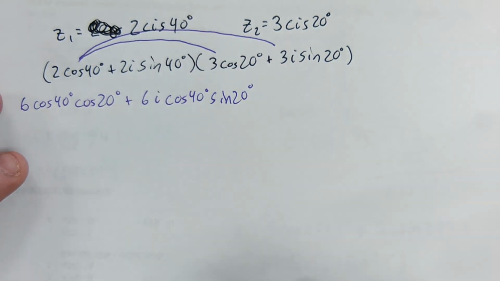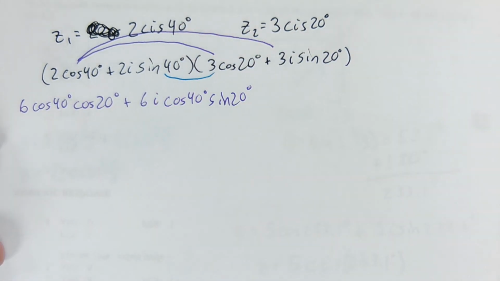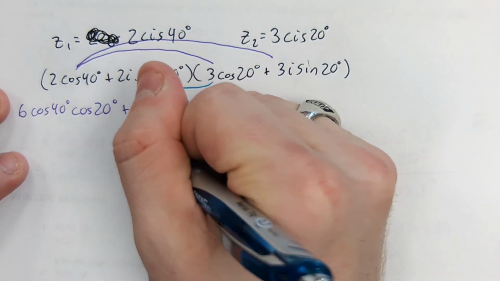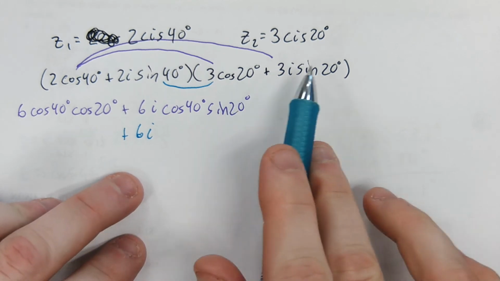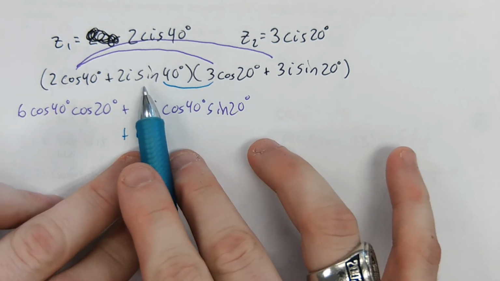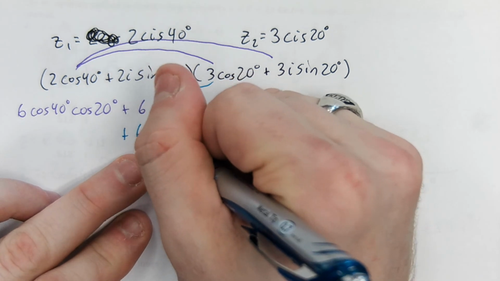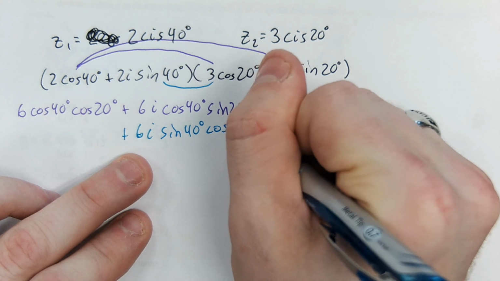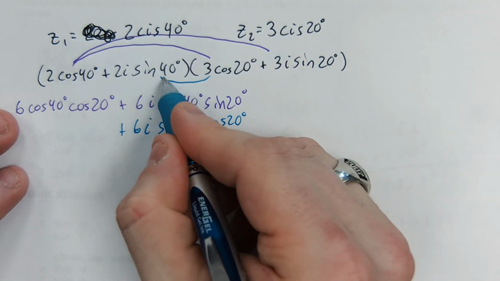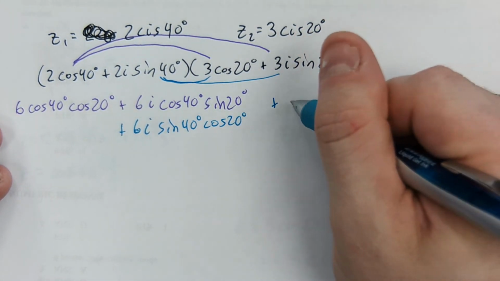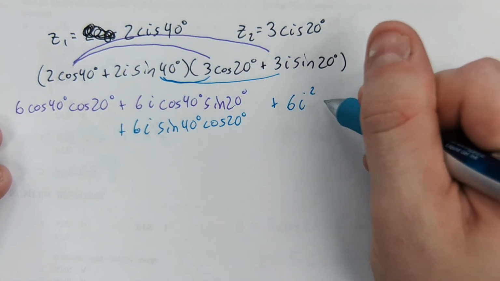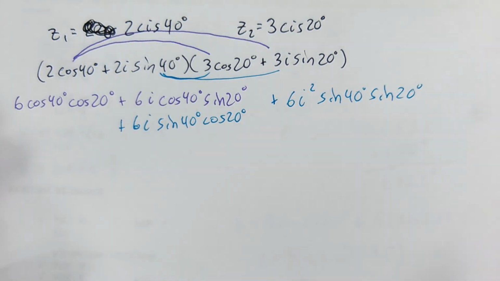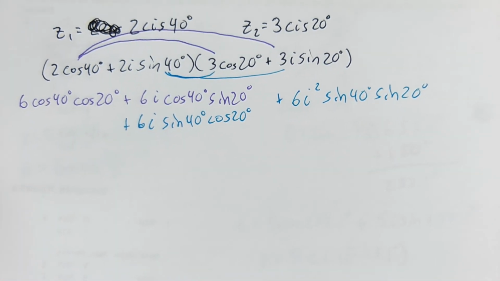Then here to here, that gives me 6i sine 40 cosine 20. And then the last one from here to here, 6i squared sine 40 sine 20. But i squared is -1, right?